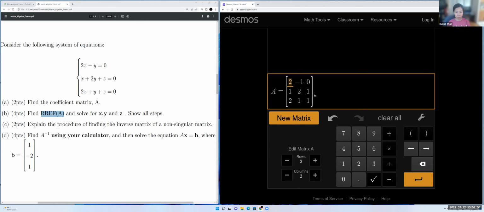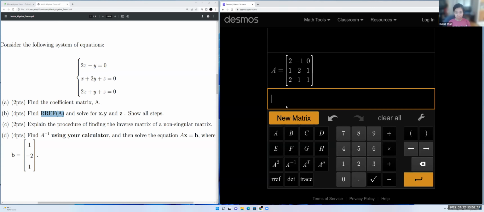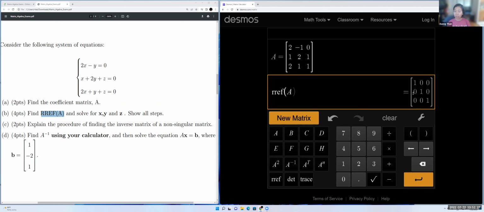So in Desmos, once you create a matrix A, you can click enter, and then if you look at this panel here, there are some matrix functions which you can use. The one that we want to use is this one, RREF. So you can just enter A in it. And on the right side here, you will find the reduced row echelon form of A. In this case, it is an identity matrix.